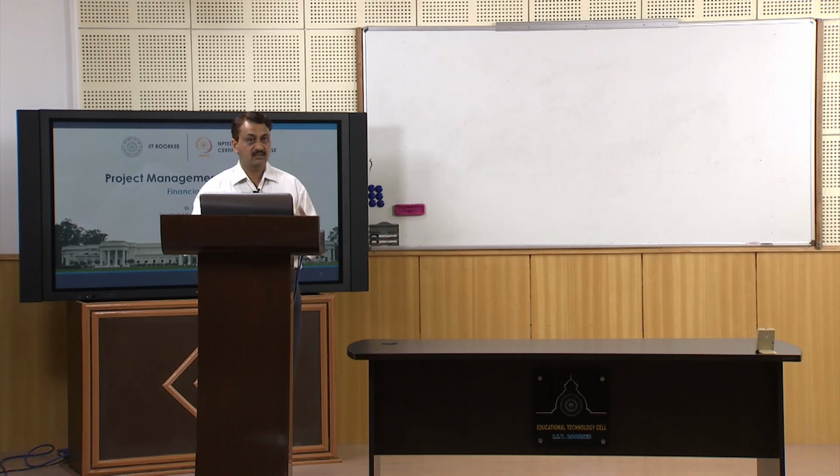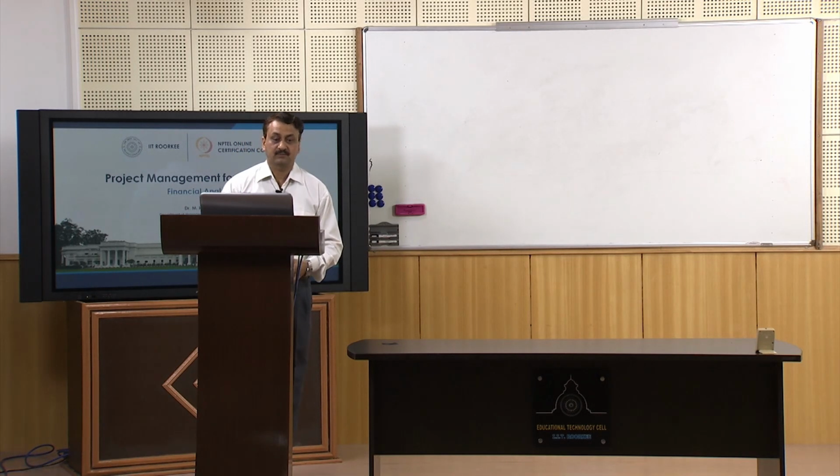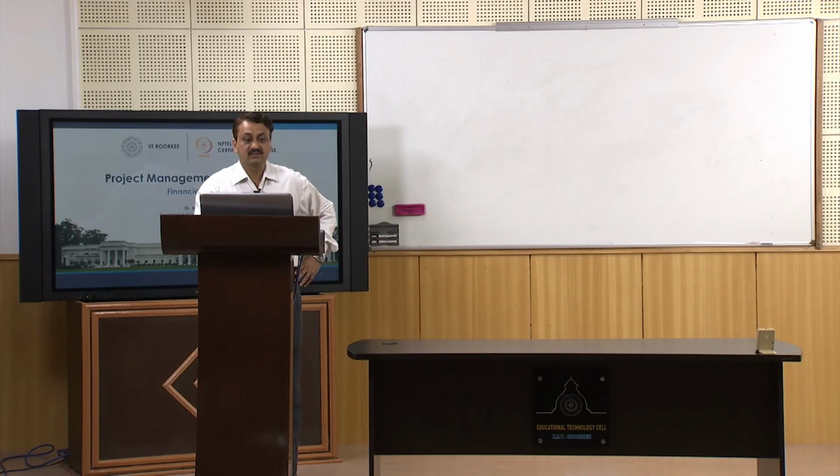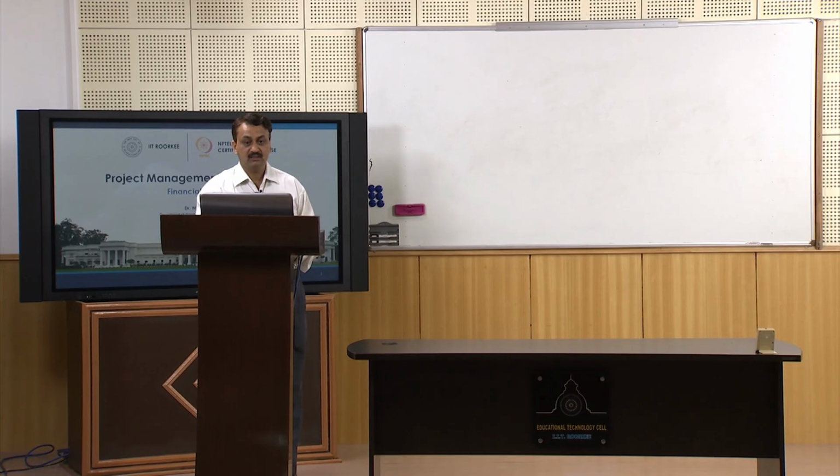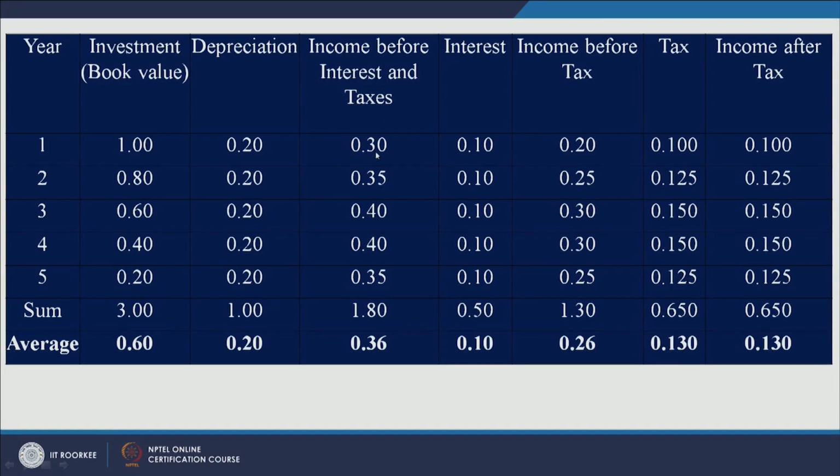Let us look at an example and calculate all these measures. So this is the question. There is a project, the initial investment is 1. You have depreciation year wise, it's 0.2 every year. Then income before interest and taxes: first year is 0.3, next year 0.35, fifth year 0.35. Interest is the same in all these years 1 to 5. So this is the total interest.